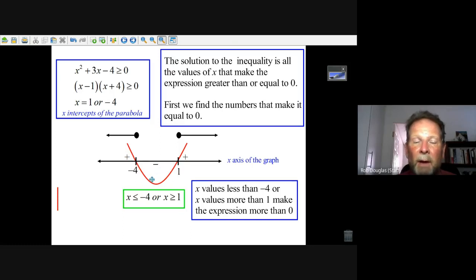Now, we've got two different parts here, you have two different answers. And let me just read this. X is less than or equal to minus 4. That means everything to the left of negative 4. Or x is greater than or equal to 1. Everything to the right of 1 is going to be greater than or equal to 0, you see? So x value is less than minus 4 or x value is more than 1. Make the expression more than 0. Make it positive. Well, that's how it goes.